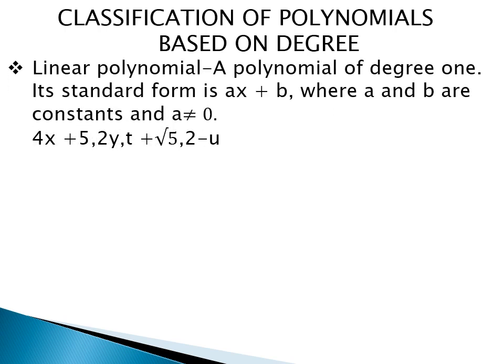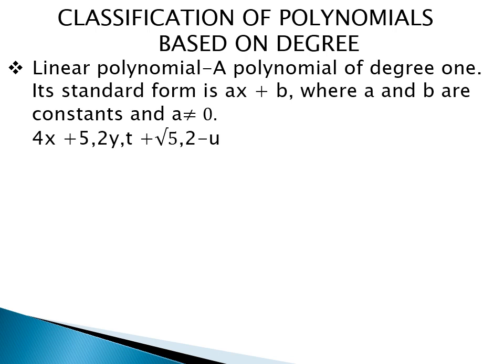So a polynomial of degree 1 is called a linear polynomial. What is the standard form? ax plus b, where a and b are constants and a not equal to 0. a not equal to 0 is a must.